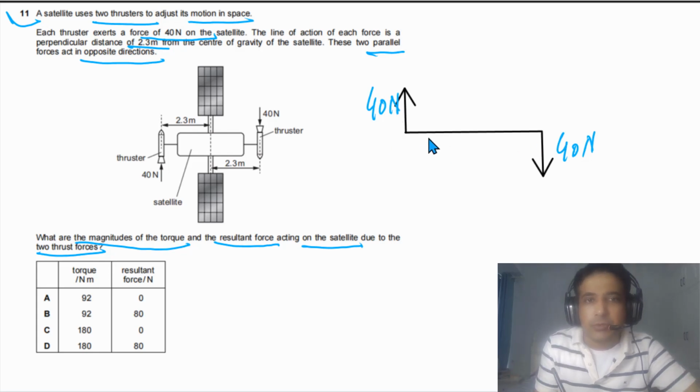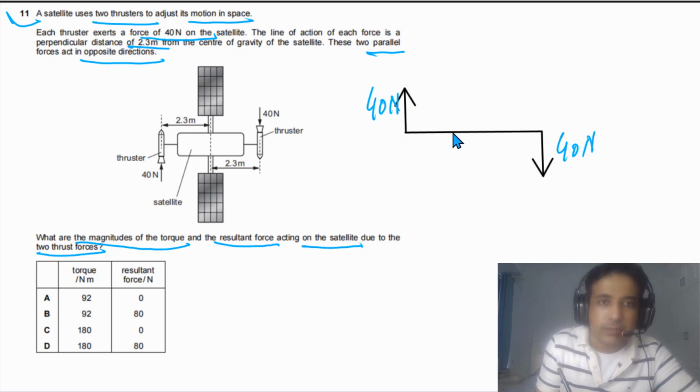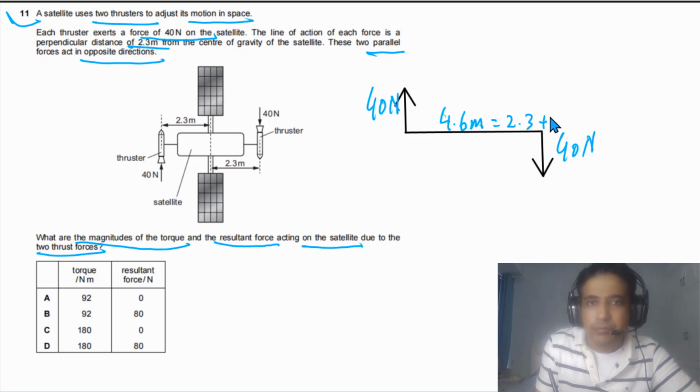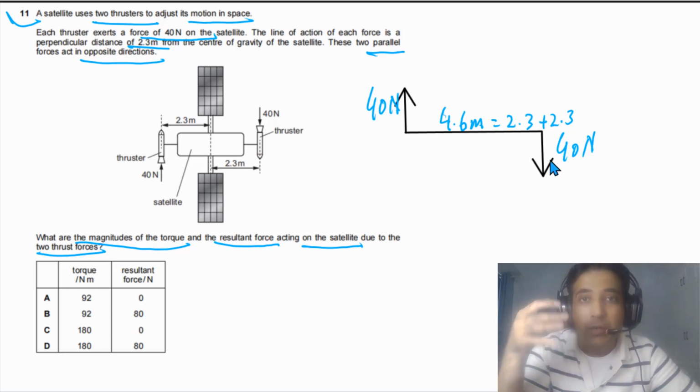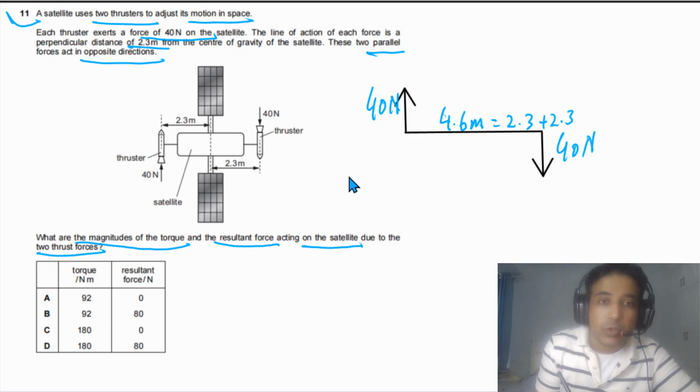The distance between these two forces is given to us, that is equal to 4.6 meters. 4.6 simply means this is equal to 2.3 plus 2.3. So this is the distance between these two forces. Now if you look at these two forces, they form a couple, and we need to find the torque of the couple, and we need to find the resultant force.